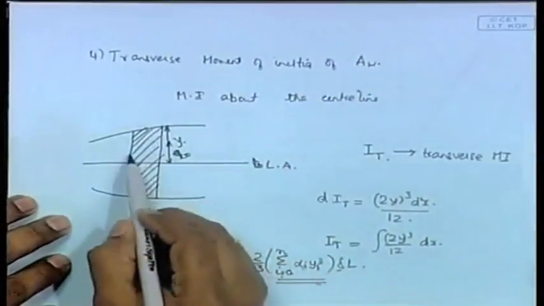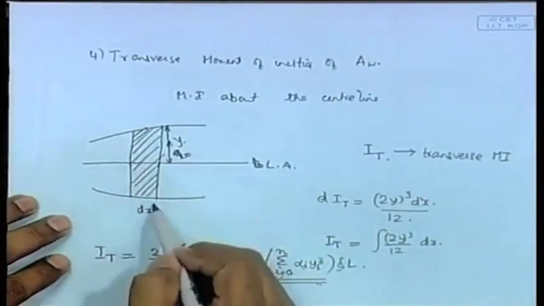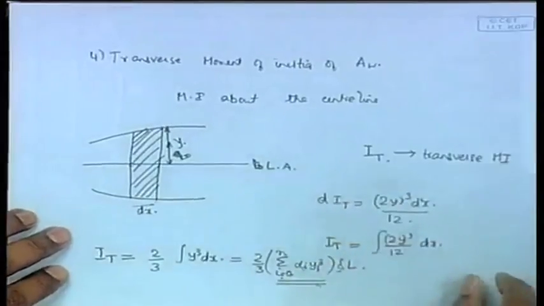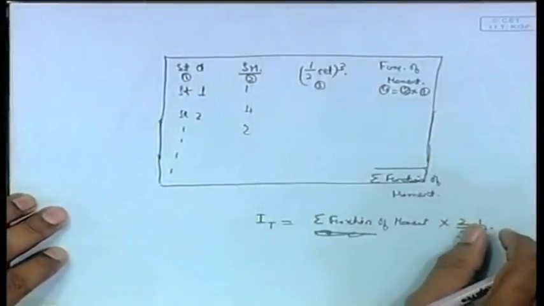Of course, it is very easy to derive, and I guess it is better to just remember this method of derivation: making this rectangle, and you find out the I about this line. Okay.